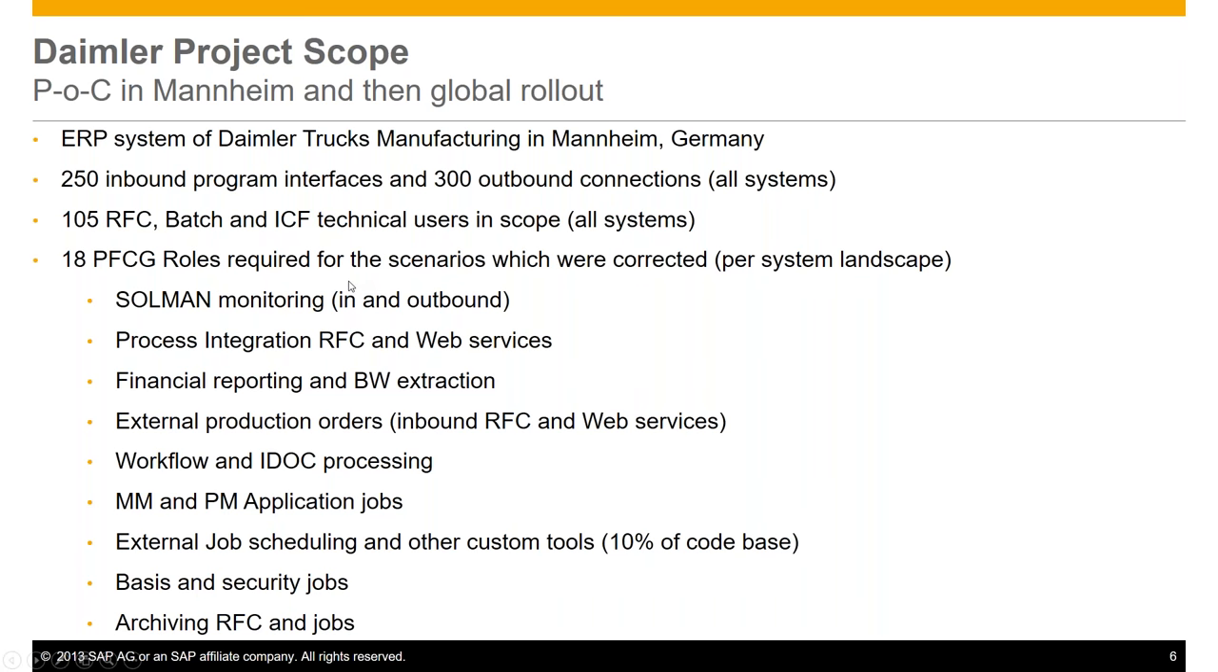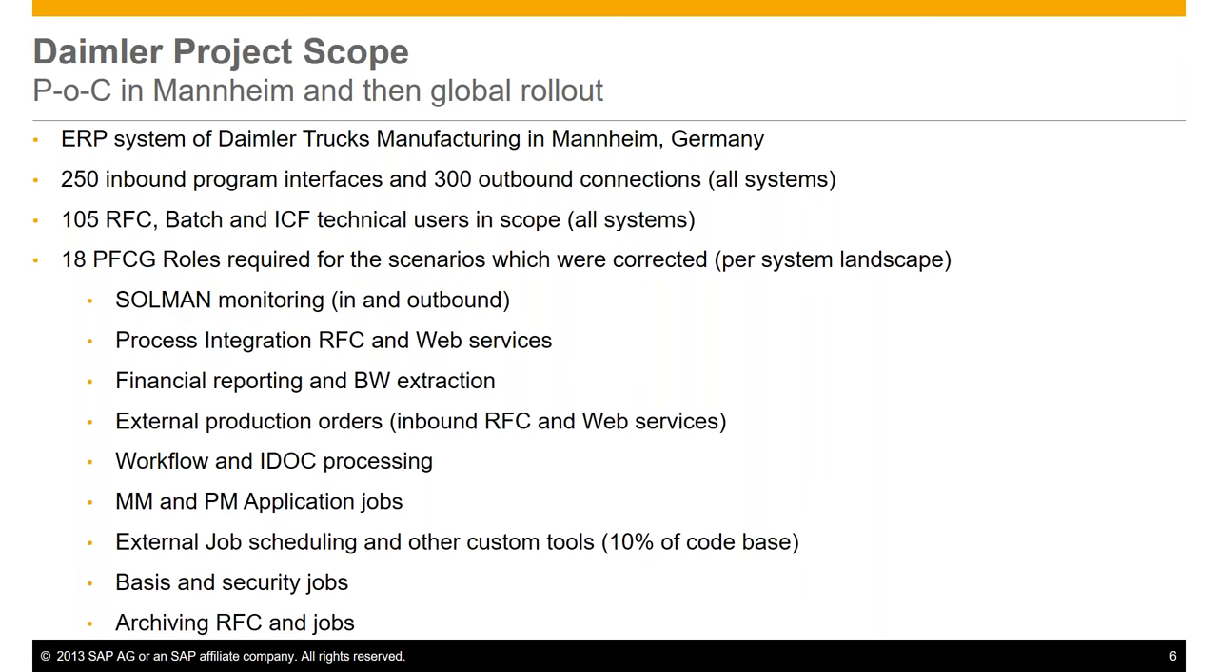So the initial analysis of all these various scenarios produced a grouping of the 105 users, in such a way that in the end we authorized all of these various scenarios using 18 PFCG roles, which were mapped for this landscape, so per landscape in the system, to the scenarios that they were providing the authorizations for. So some roles had more than one user. It wasn't always necessary to create one role per user. We could group them if they were performing similar or compatible tasks with each other. So these can generally be grouped into the following types of scenarios.